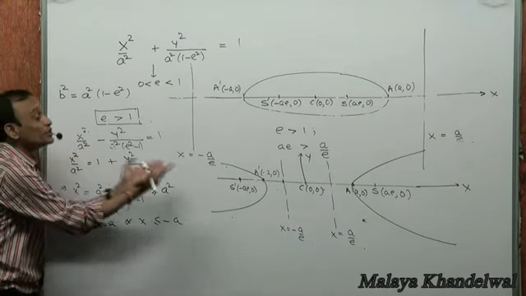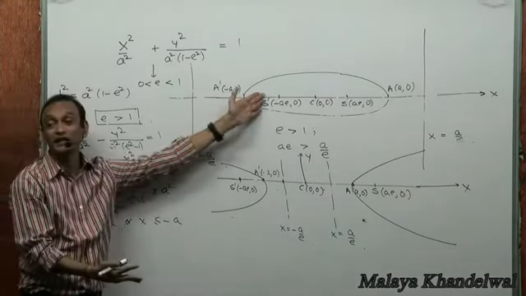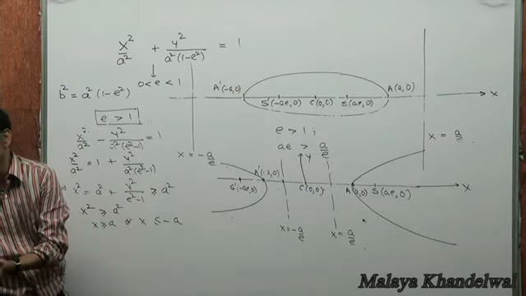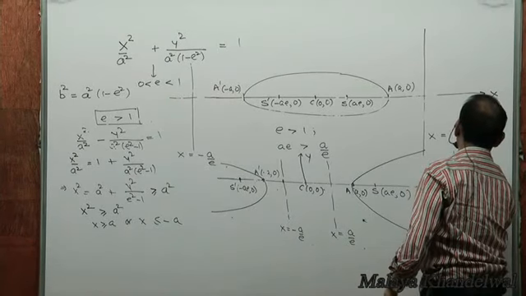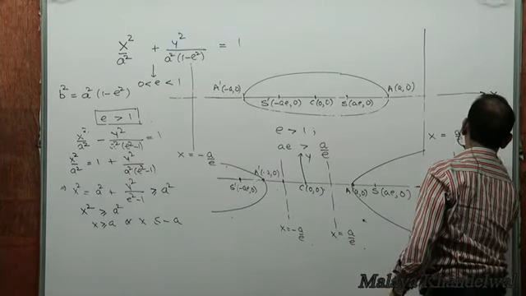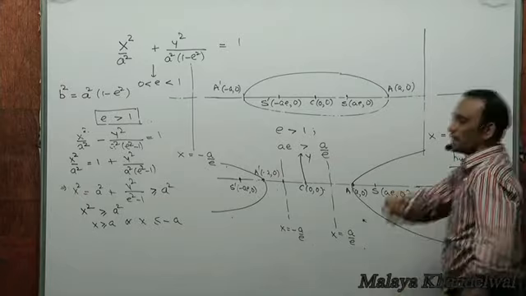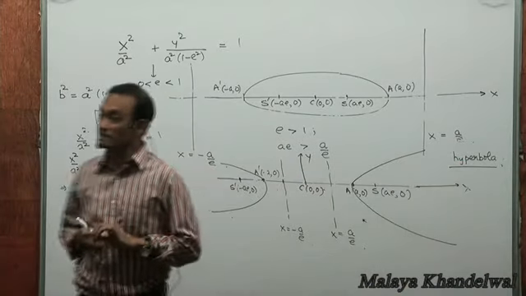Right? Now, instead of calling it an ellipse, we call it a hyperbola. This would be our hyperbola. Yes or no?